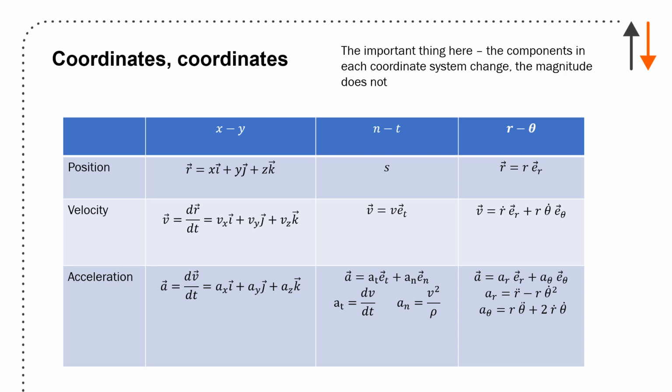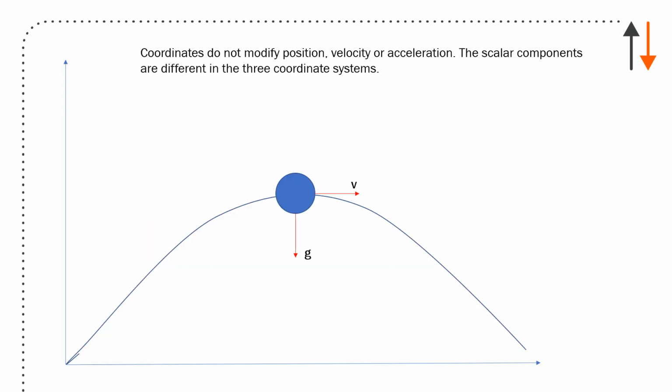The equations look more complex, but really, again, it's kind of important that I emphasize that we are, in fact, looking at the same thing in multiple ways. So coordinates do not modify position, velocity, or acceleration. The scalar components, the components of each of their descriptors, do change. So they're different in the three coordinate systems.